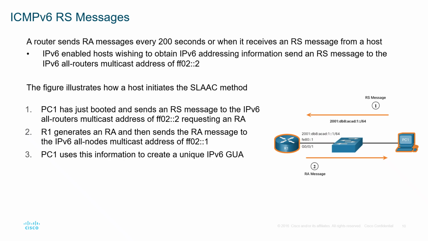So in this example, PC1 has just booted and sends an RS message to the IPv6 All Routers multicast address of FF02::2, requesting information. R1 generates an RA and then sends the RA message to the IPv6 All Nodes multicast group of FF02::1 in response to the request. PC1 will then use this information to create its own GUA.